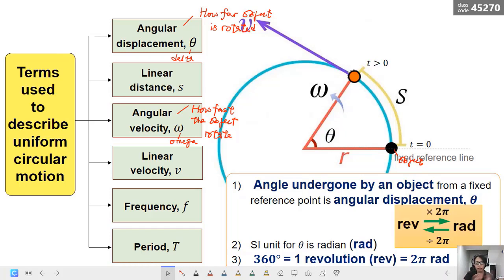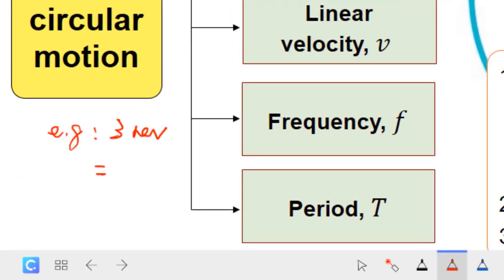Okay, so kita boleh lakukan penukaran unit antara revolution dengan radian. Kalau kita nak tukar revolution kepada radian, kita darab 2 pi. Kalau kita nak tukar radian kepada revolution, kita bahagi 2 pi. Okay? Contohnya, for example, I have 3 revolution. So, 3 revolution tu setara dengan berapa radian? So, kita faham, satu revolution ialah 2 pi. So, 3 revolution means 3 darab 2 pi. So, kita akan dapat 6 pi radian. Okay? This is how we do the unit conversion.